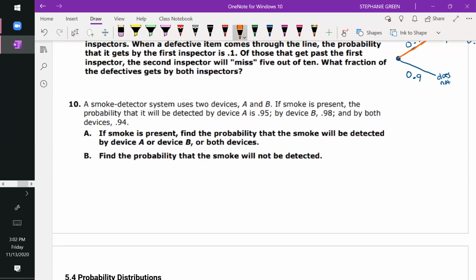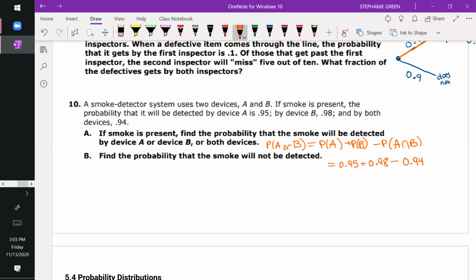So I'm just going to go ahead and use my rule for the union of two events. The probability of A or B, what we're looking for, is equal to the probability of A plus the probability of B minus their intersection. So we're not counting them twice. And they actually give us all of those probabilities here. So that's super. The probability A detects it is 0.95. The probability of B is 0.98, minus the intersection, because that will definitely give me more than one. The intersection it says is 0.94.